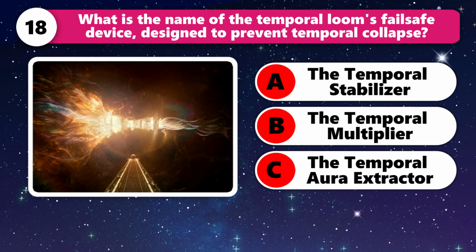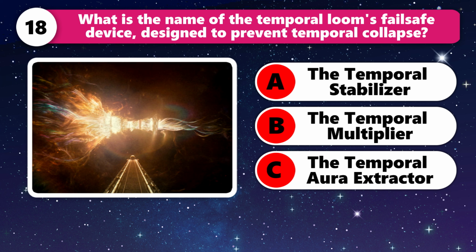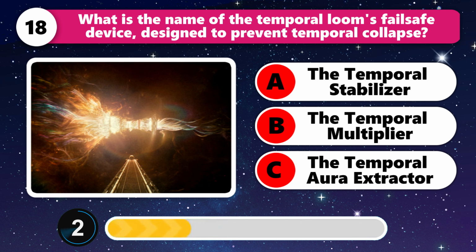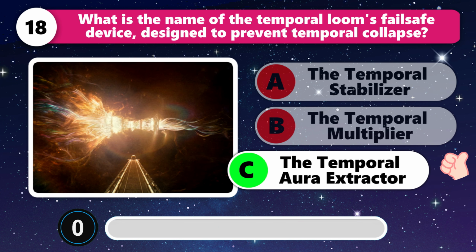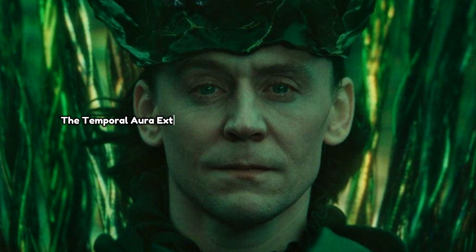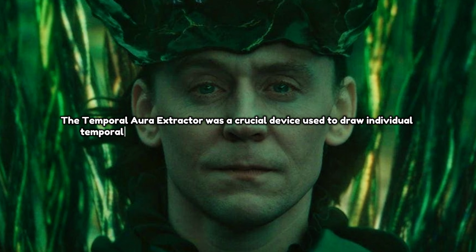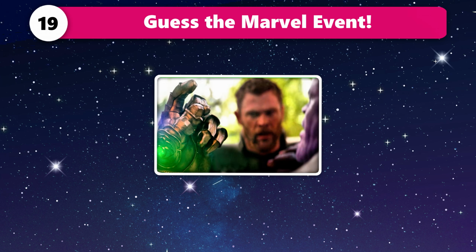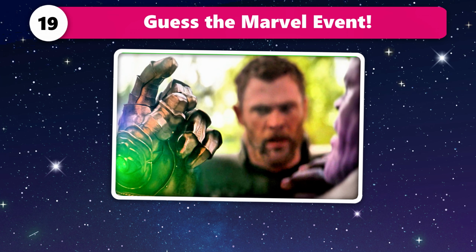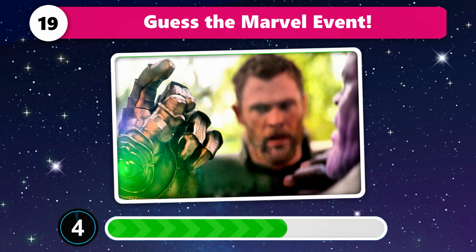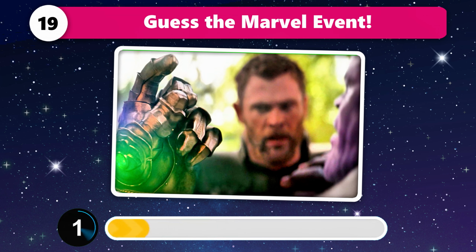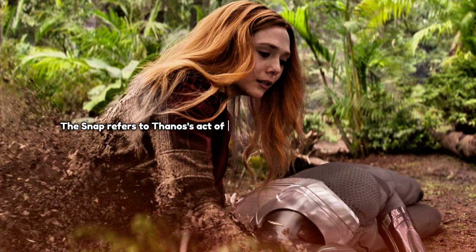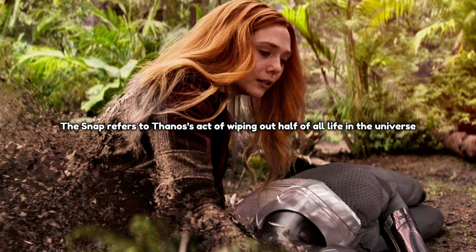What is the name of the temporal loom's failsafe device, designed to prevent temporal collapse? Perfect answer! The temporal aura extractor was a crucial device used to draw individual temporal auras, allowing the loom to function without overloading. Guess the Marvel event. Excellent guess. The snap refers to Thanos' act of wiping out half of all life in the universe.